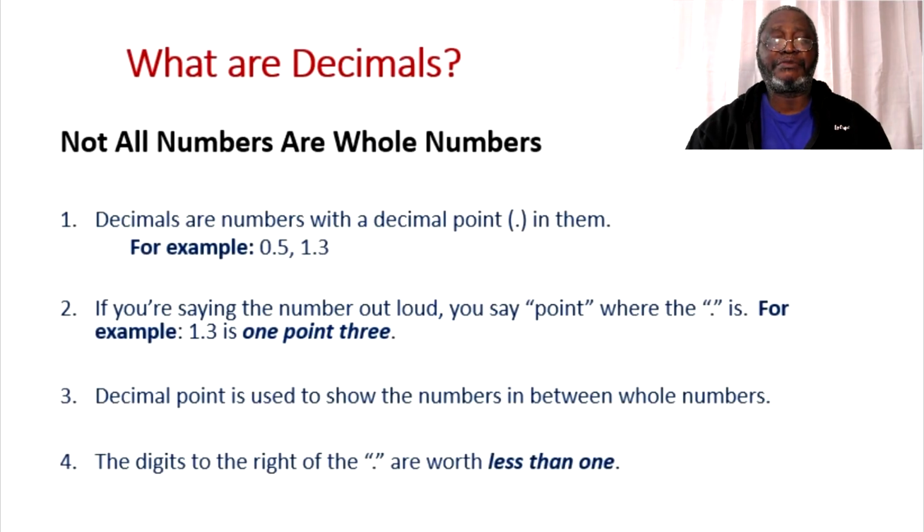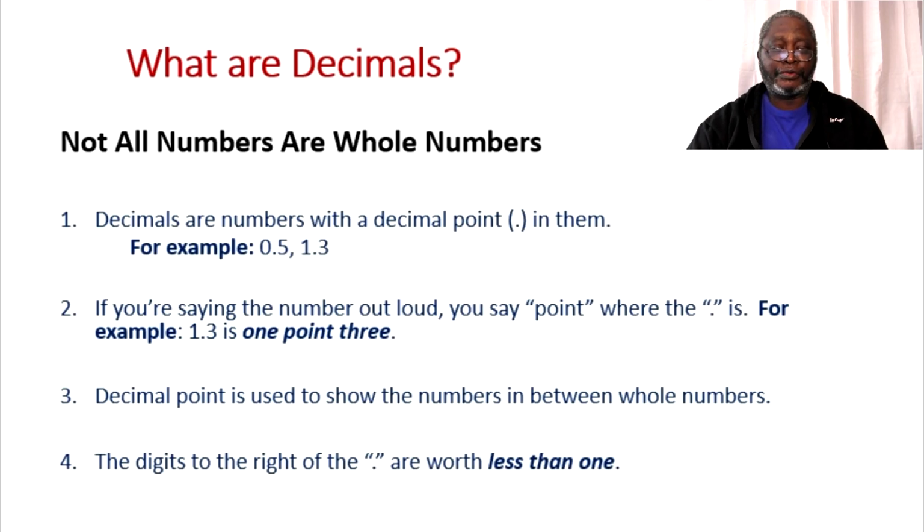So what are decimals? Not all numbers are whole numbers. Decimals are numbers with a decimal point in them. For example, you have 0.5, you have 1.3, you have 4.656, and so on. If you're saying the number out loud, you say point where the dot, the decimal point, should be. For example, you see 1, you see dot 3 is referred to as 1.3.